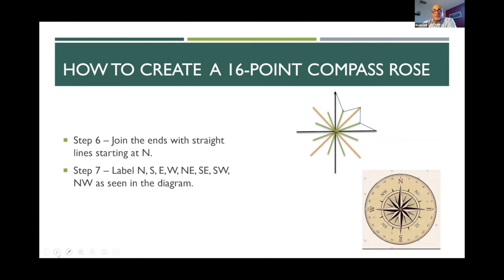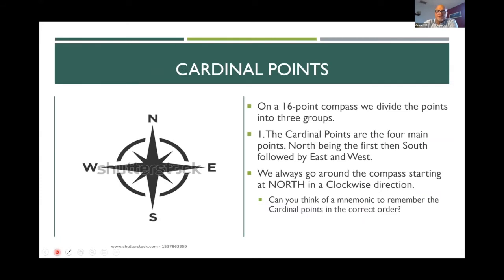We're going to practice some steps. First of all, we're going to review what the cardinal points are. There are 16 points on a compass that are divided into three groups. Of course, we learned already that the first set are called cardinal points: north, south, east, west. And if we go around the compass in a clockwise direction, there's a mnemonic, a rhyming word or phrase, that we can use to remember this.